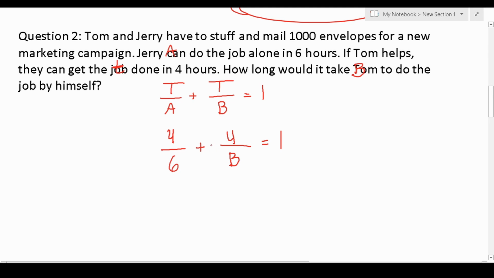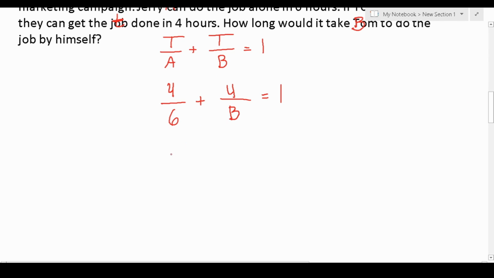So as you can see, we're solving for B, but that said, we have the addition of two fractions here. We have 4 over 6 plus 4 over B equal to 1. In order to add these fractions, we have to place them over a common denominator. In this case, that common denominator is going to be 6b. So let's go ahead and see how we're going to do that.